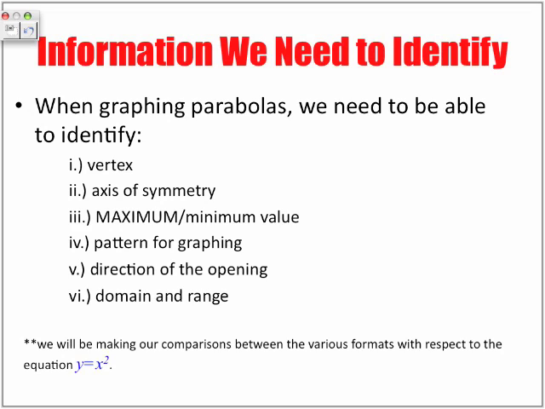Okay, so information we need to identify pretty much with our equation. When graphing parabolas, we need to be able to identify the vertex, the axis of symmetry, maximum minimum value, the pattern for graphing, because this will help us graph our parabola without having to use a table of values. So what we're going to be trying to do is help eliminate the use of a table of values.